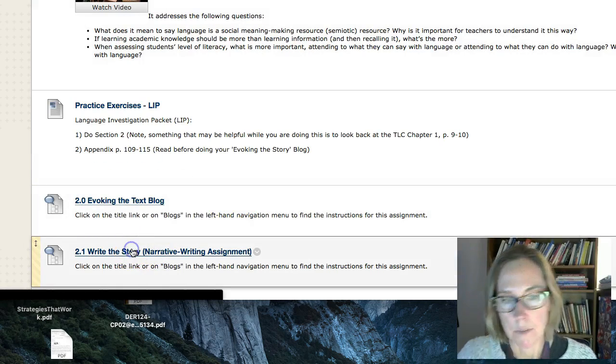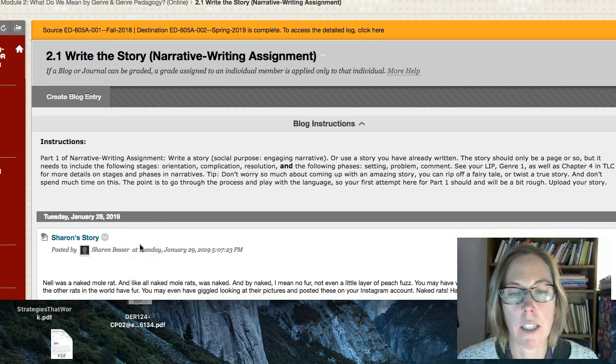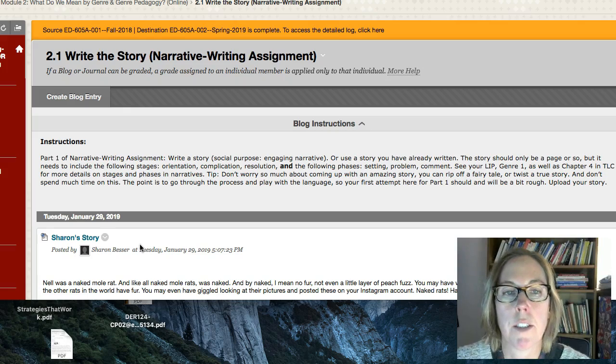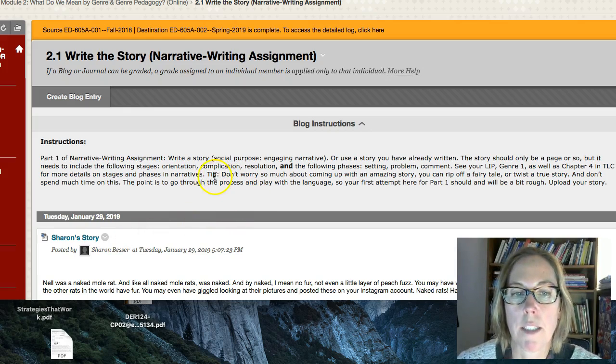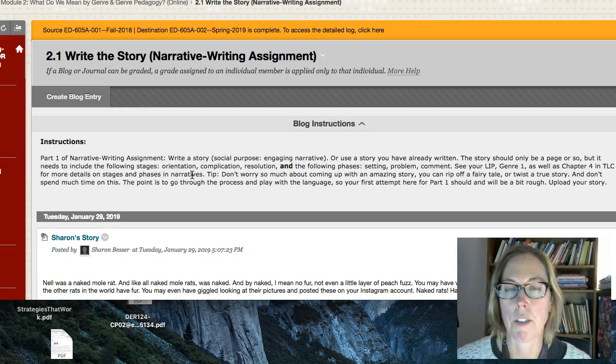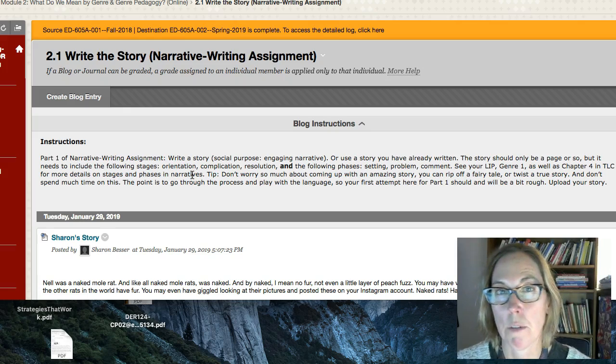So that is here. And what we're doing here is we are going to write a story, and you can use a story that you've already written. It can be a fantasy story, it can be a personal narrative story, but since we want to really understand how the genre of narrative unfolds, you need to have these stages in your story and these phases in your story. And again, the reason you're doing this is because it's going to really help you understand how to analyze narratives, and ultimately, the better you are at that, the better you're going to be in teaching reading comprehension. So there's a real tight connection here.